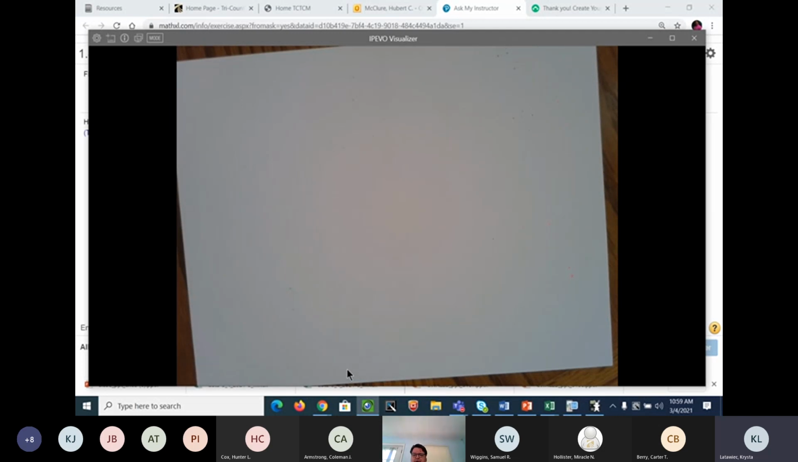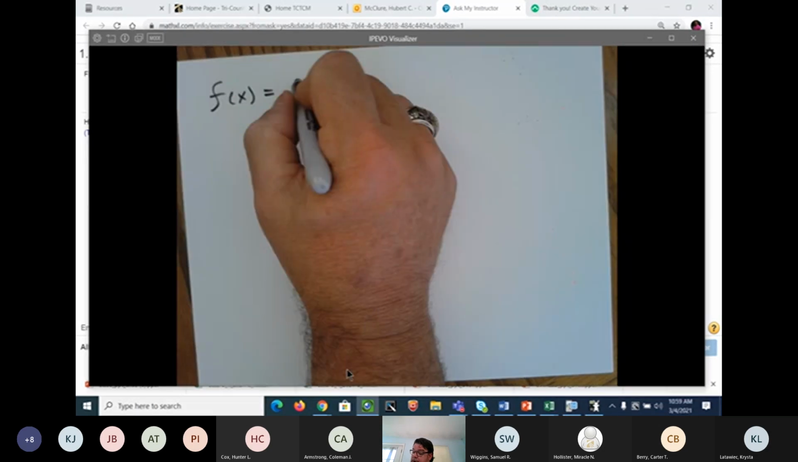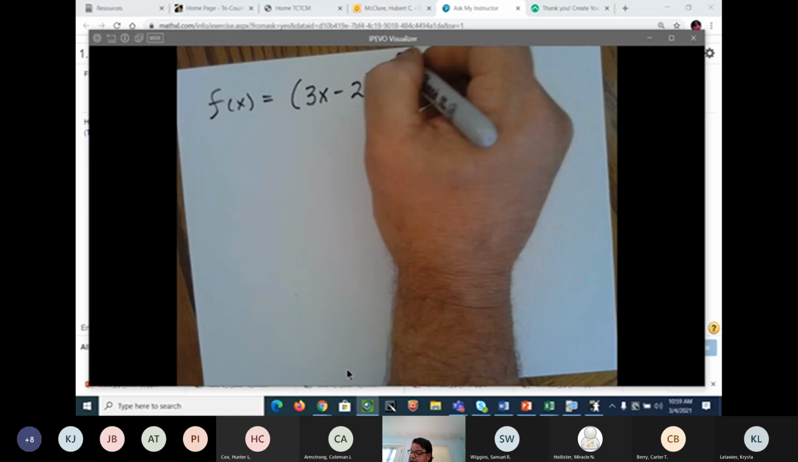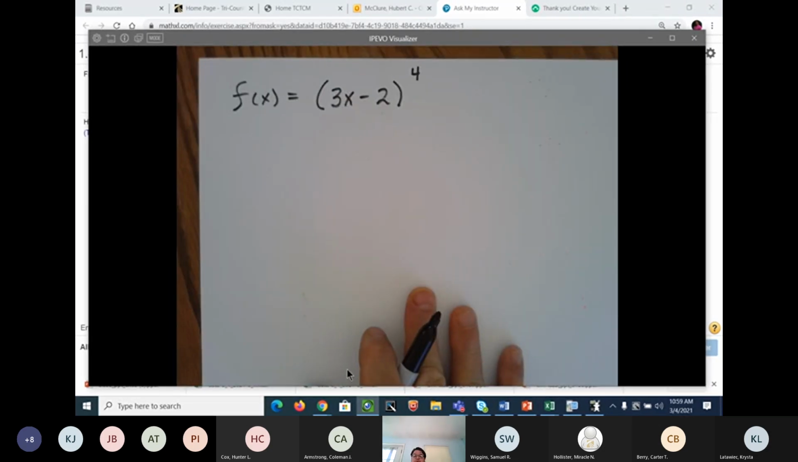So we're going to do another one. And this is pretty basic. I'm just going to give you a basic chain rule problem. F of x is equal to 3x minus 2 raised to the 4th power. All right. And I want you to do the chain rule. This one, you know what the derivative of 3x is. The derivative of 3x is 3.